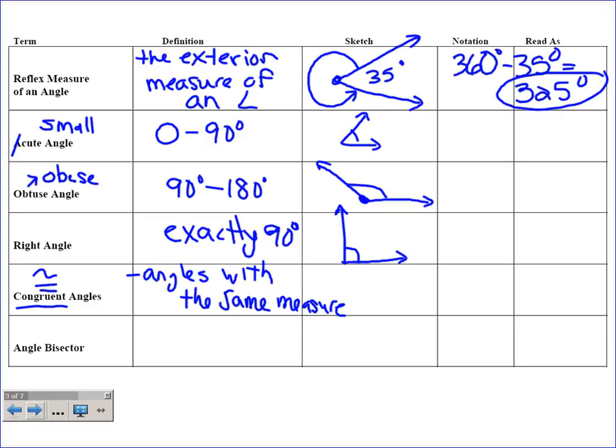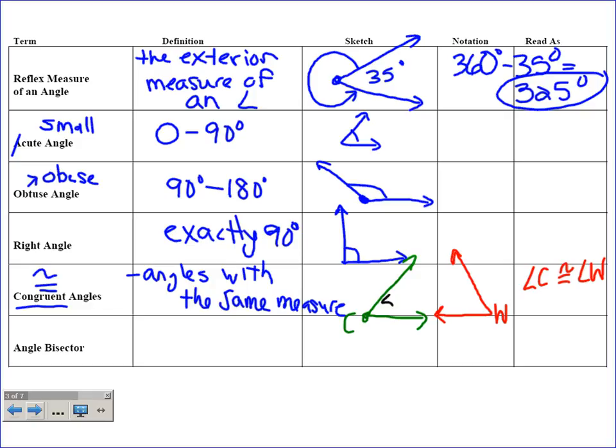Angles with the same measure. Let me draw some different color. Let's say we have this angle here. This is angle C. Over here, we have angle W. See those two angles? Angle C and angle W. We can say angle C is congruent to angle W. They're the same number of degrees. Let's just say they're both 45 degrees.